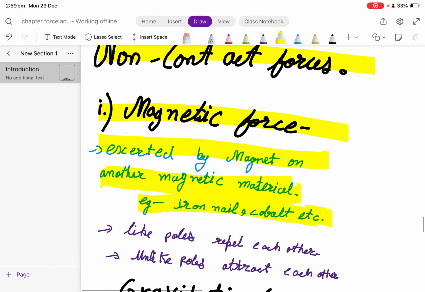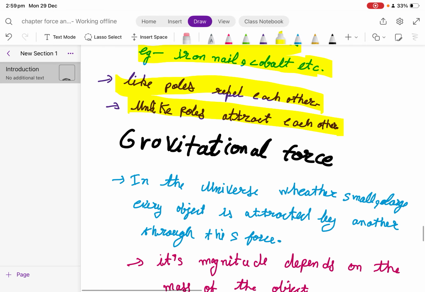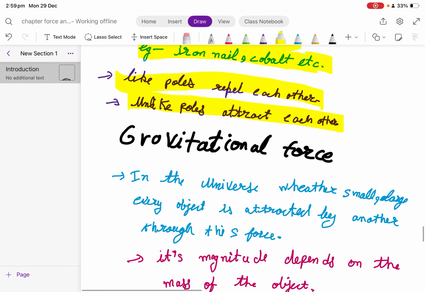You'll see when you attract the iron nails, they attract each other? No. Iron nails don't attract each other. When a magnet is near the iron nail, then it will attract. Now, the characteristics of magnetic force are: like poles repel each other and unlike poles attract each other. Understand?